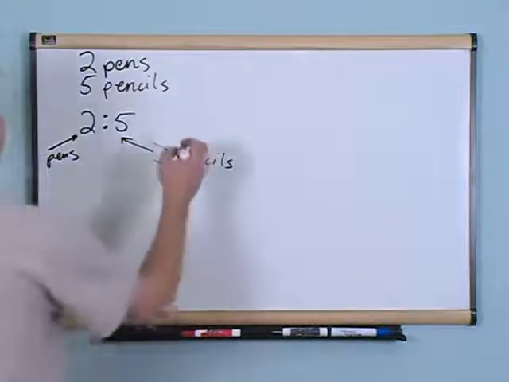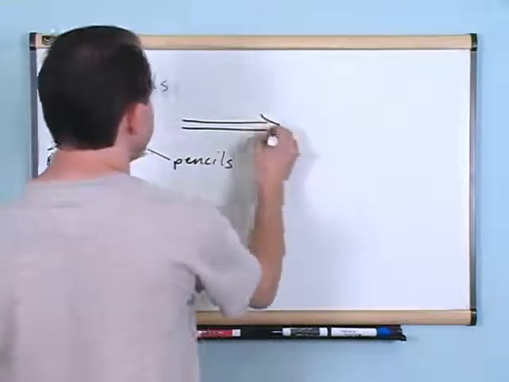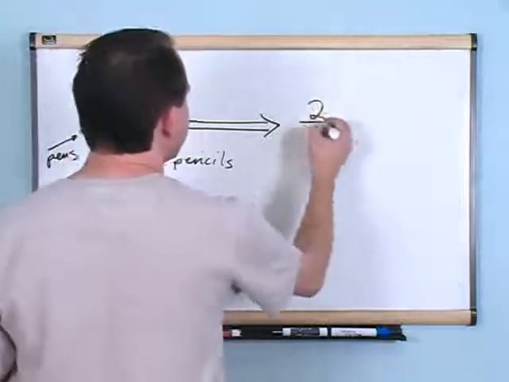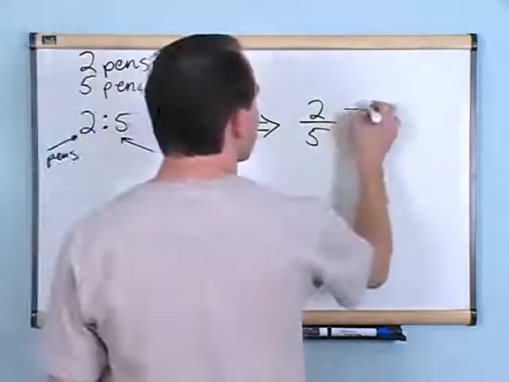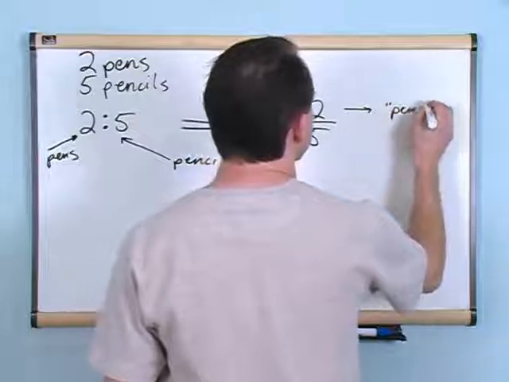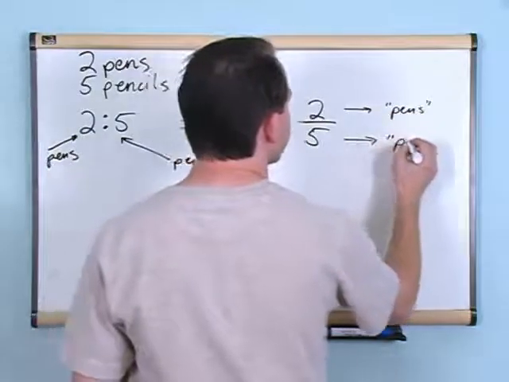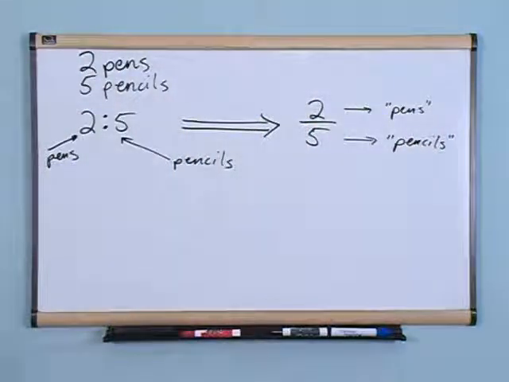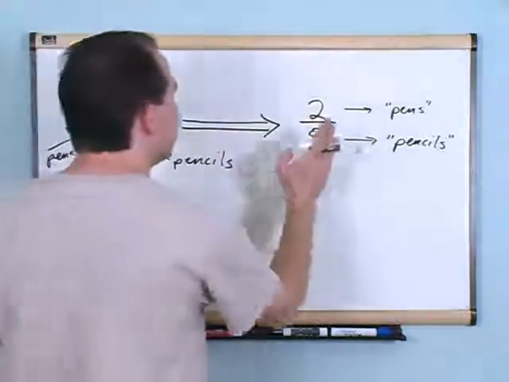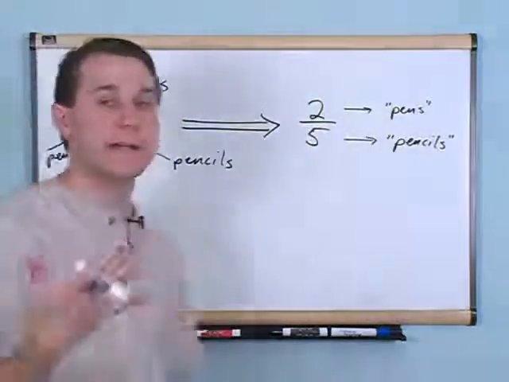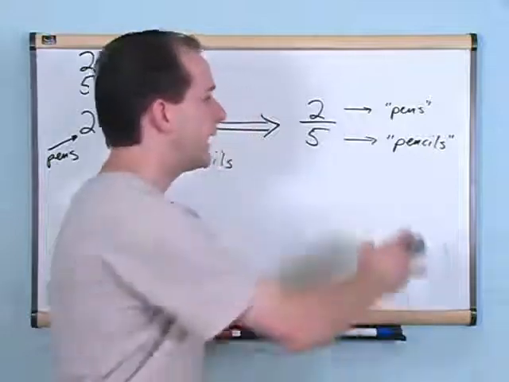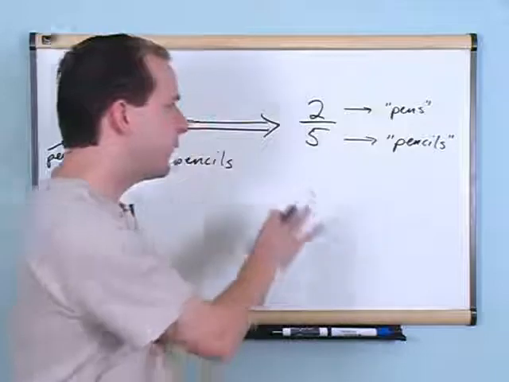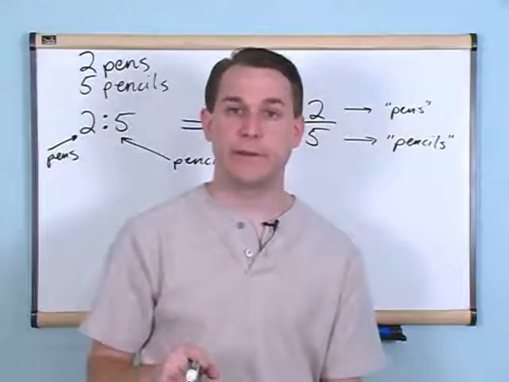Now you can also write it as a fraction, and that's really the much more common way to do it. Because you have 2 numbers here, you could have a 2 on the top and a 5 on the bottom. And this number is the pens, and this number corresponds to the pencils. What it means is that for every 5 pencils that I find in a drawer, let's say, I think that I should find 2 pens. That's what a ratio means. For every 5 pencils, I should find 2 pens.